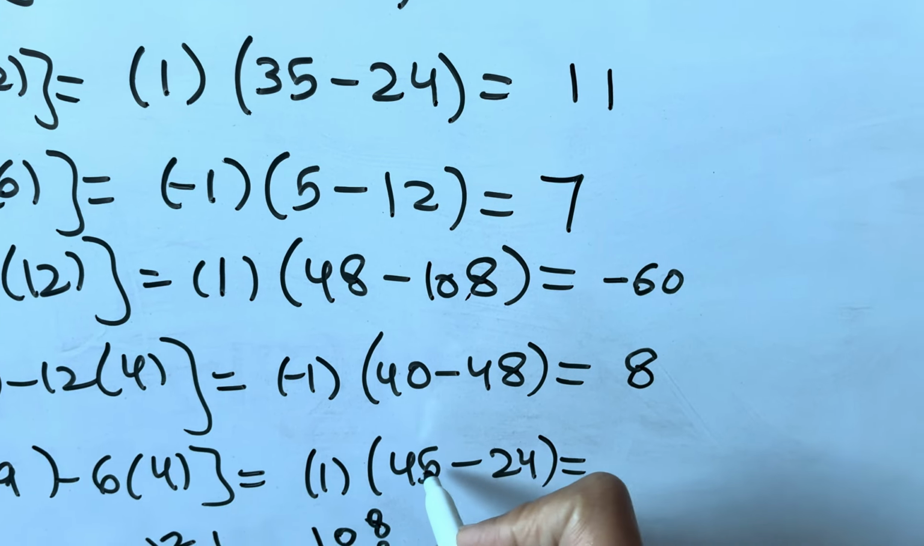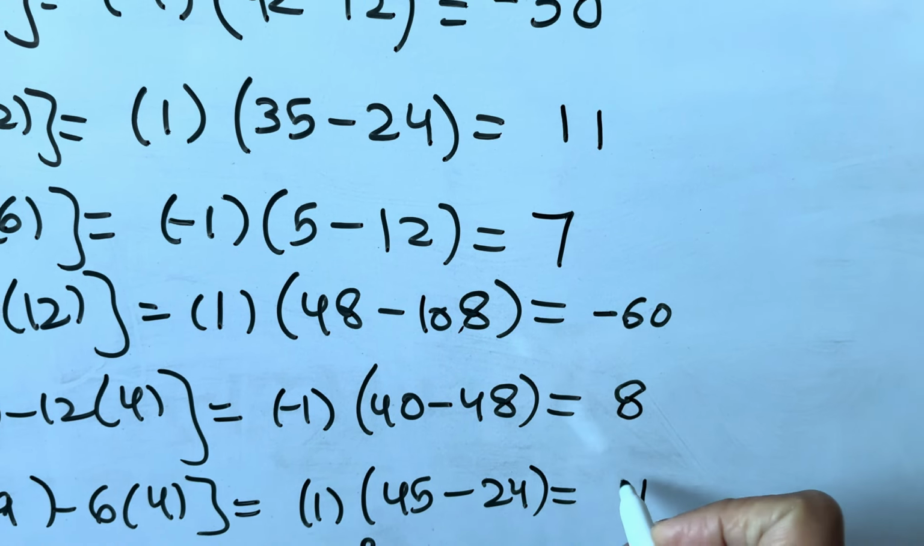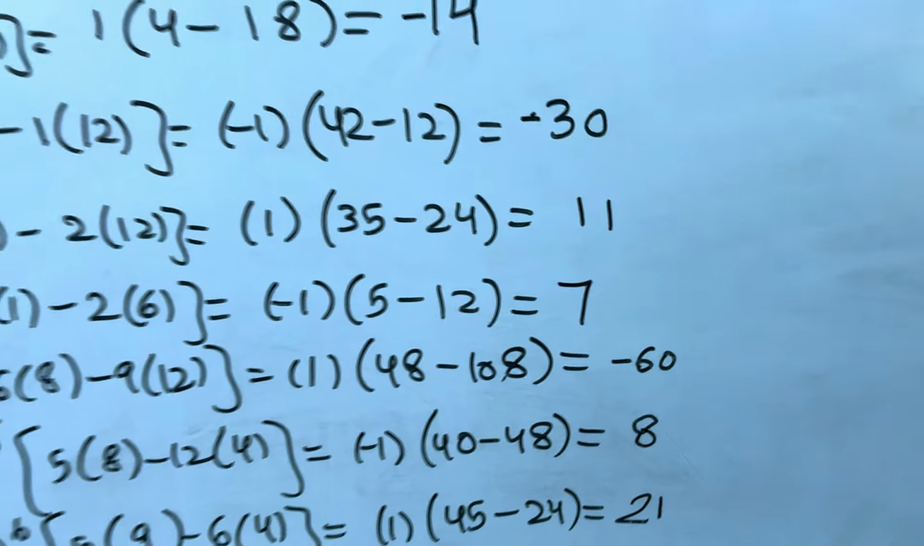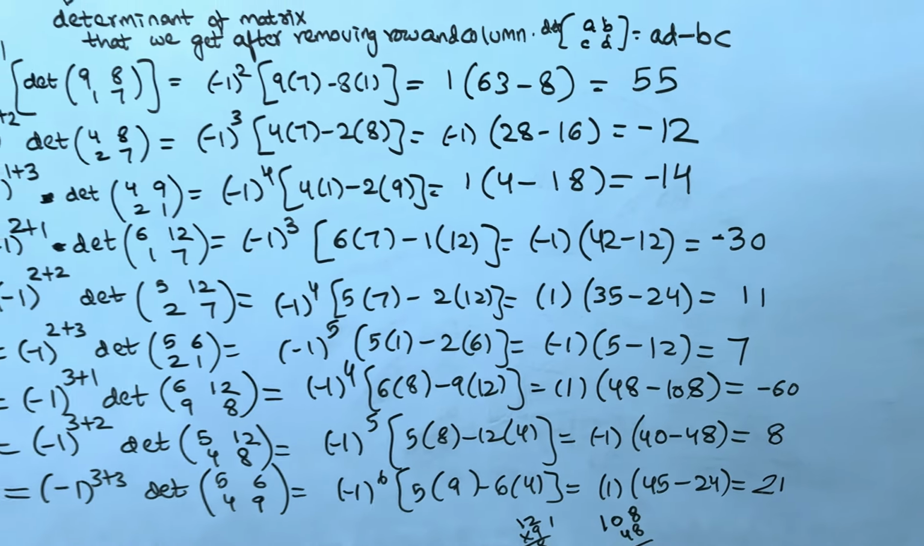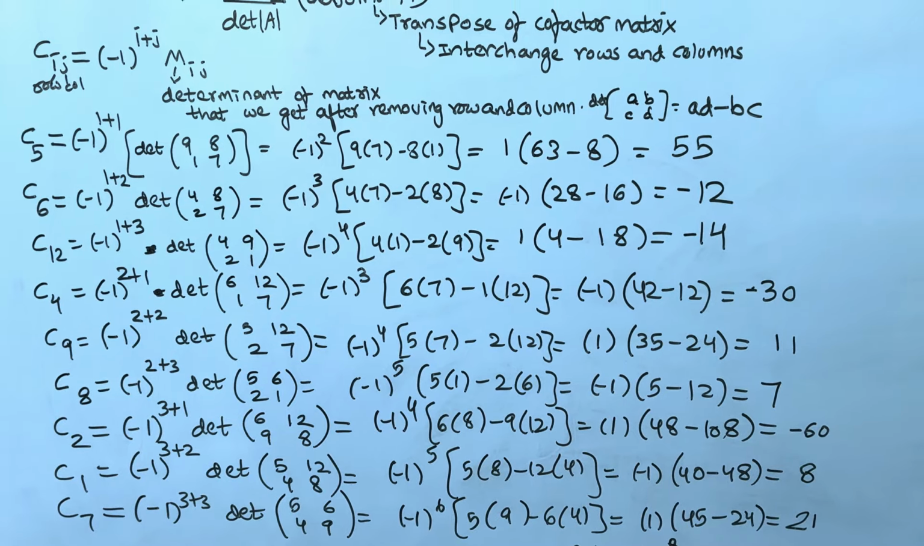45 minus 24. 5 minus 4 is 1, 4 minus 2 is 2. And it is multiplied with positive 1, so the answer would be 21. So these are my evaluated cofactor elements of the matrix.